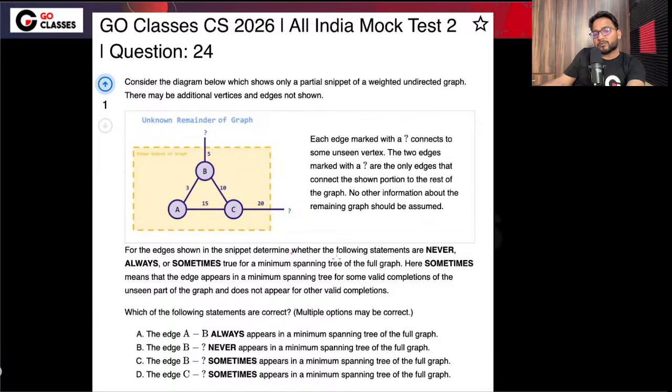Now they are saying that for each edge, we need to determine whether this edge will appear never, always, or sometimes in the minimum spanning tree for the full graph. Interestingly, they have also given the definition of sometimes here. Sometimes means that the edge appears in the minimum spanning tree for some valid completion of the unseen part of the graph and does not appear for other valid completions. So you have to tick sometimes only when there is a case where that edge might appear and might not appear.